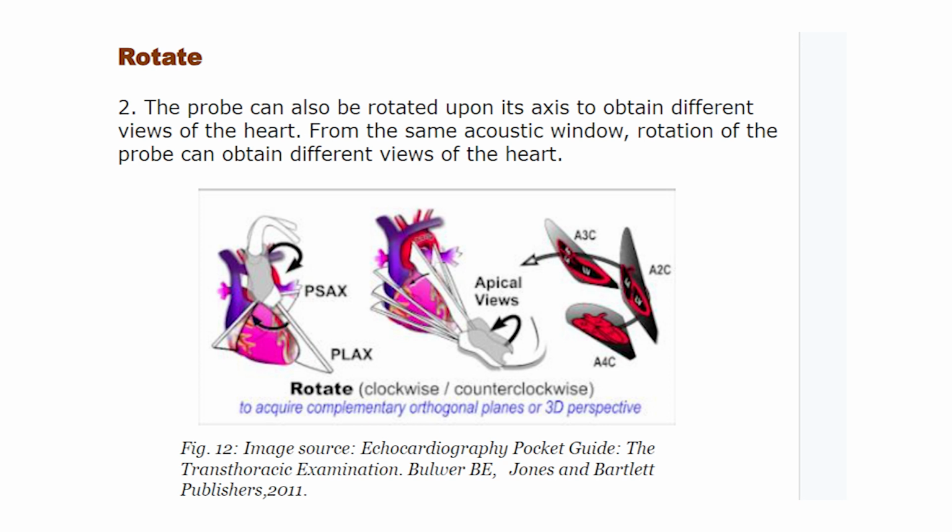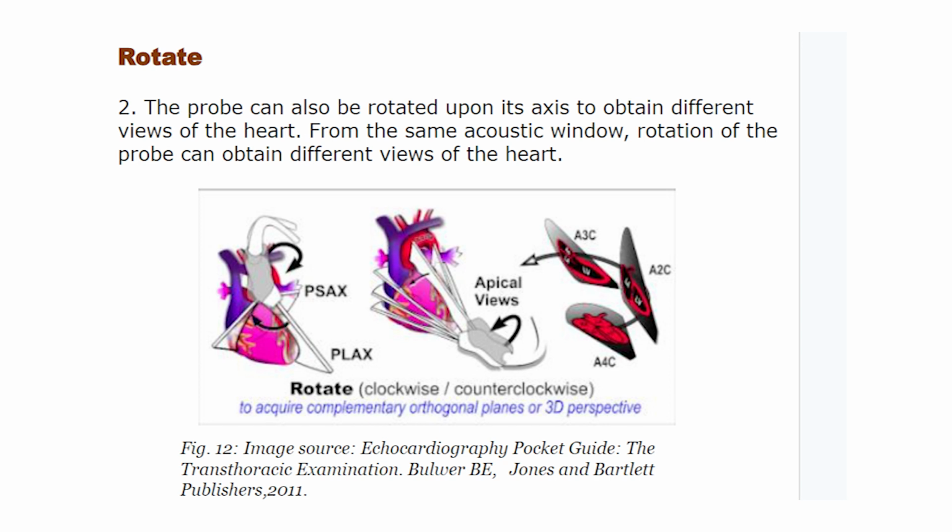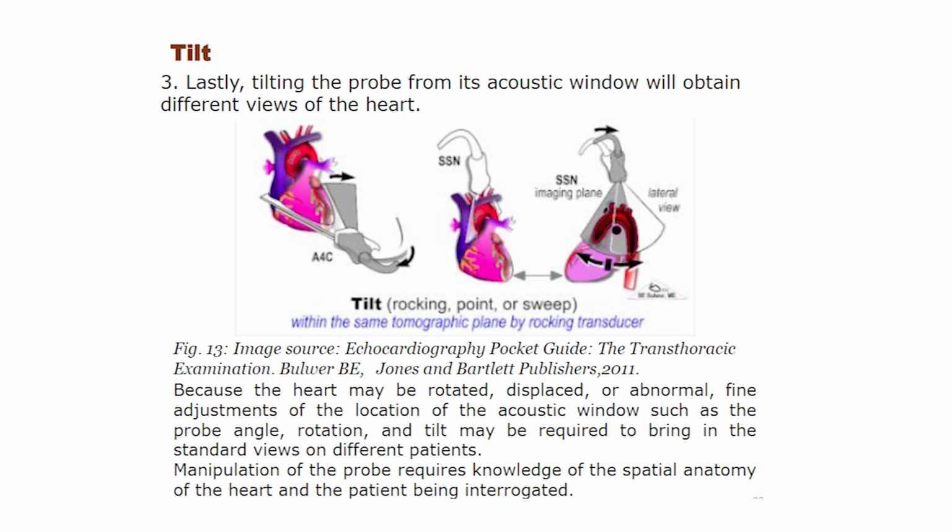The probe can be angled from the same location. Different views of adjacent structures can be interrogated. You can see this in the given figure 11. The probe can also be rotated upon its axis to obtain different views of the heart. From the same acoustic window, rotation of the probe can obtain different views of the heart. You can see this in the given figure 12. Lastly, tilting the probe from its acoustic window will obtain different views of the heart. You can see this in the given figure 13.